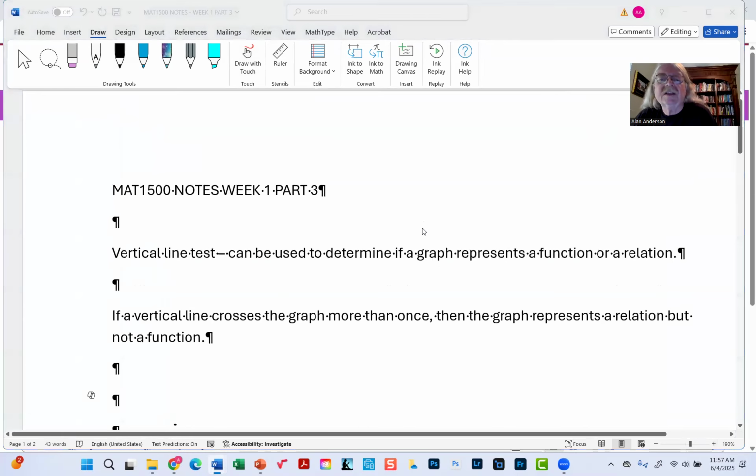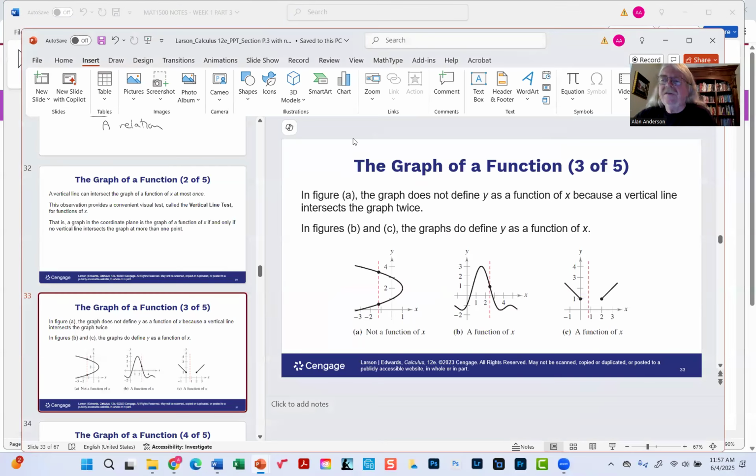Let me make that a little bigger so you can see it. Here, for example, they're pointing out that this one right here is not a function because this red vertical line cuts through that curve at two different points. So the x is associated with two different values of y. That's what the problem is. The one in the middle is a function.